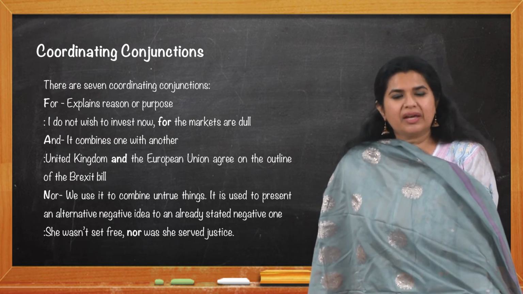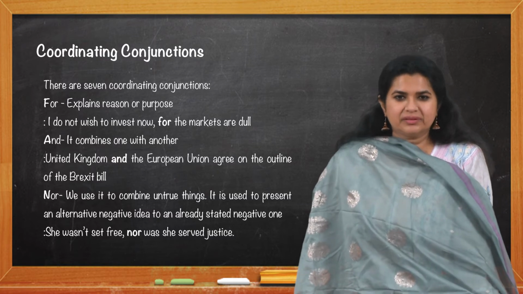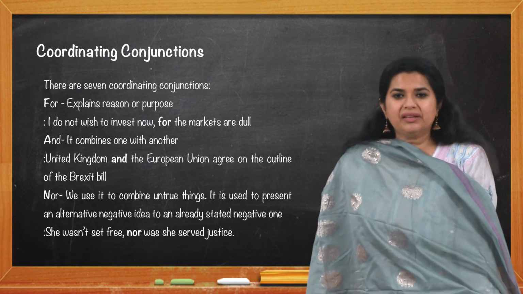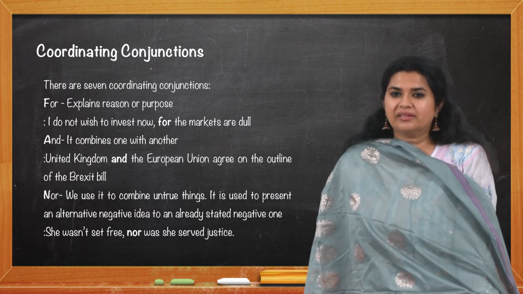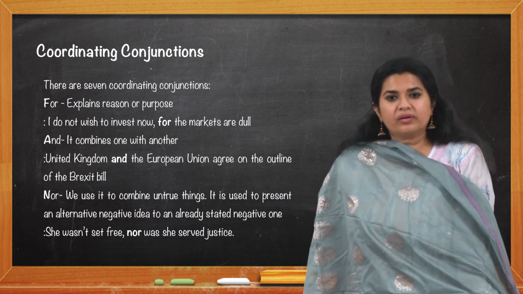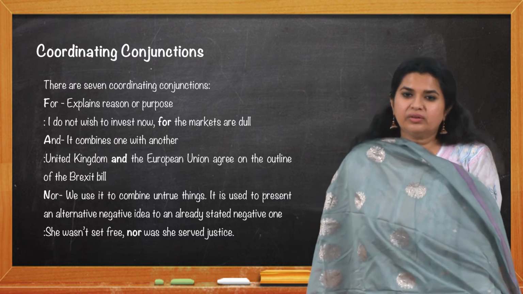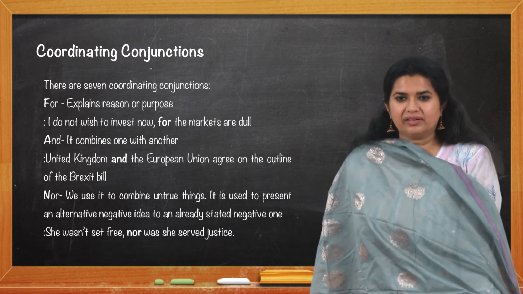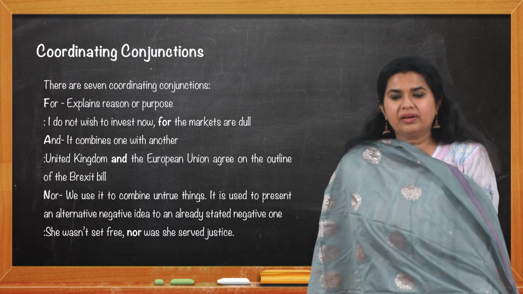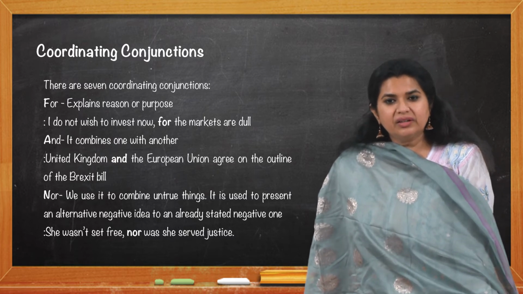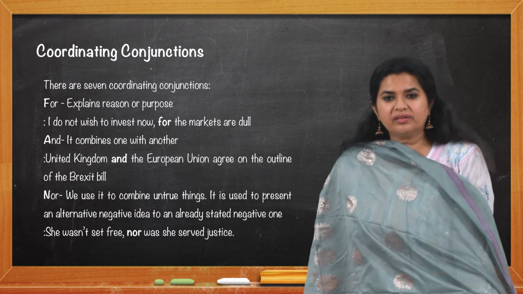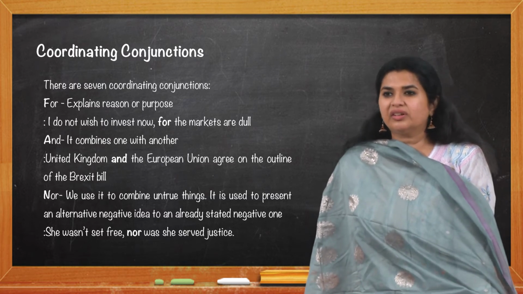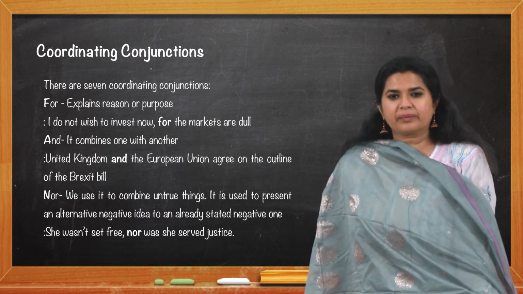And: Sham came and Hari came as well. United Kingdom and the European Union agree on the outline of the Brexit bill. Nor: we use it to combine negative things. It is used to present an alternative negative idea to an already stated negative one. She was not set free, nor was she served justice.